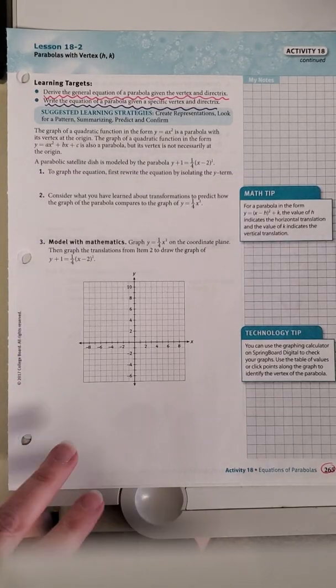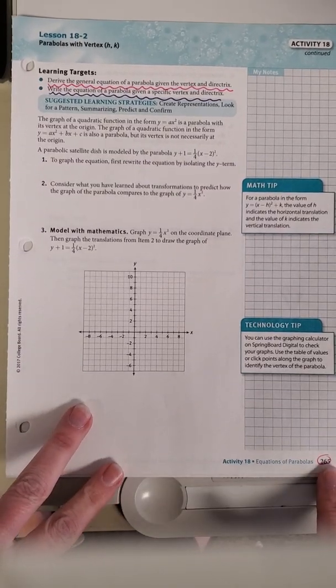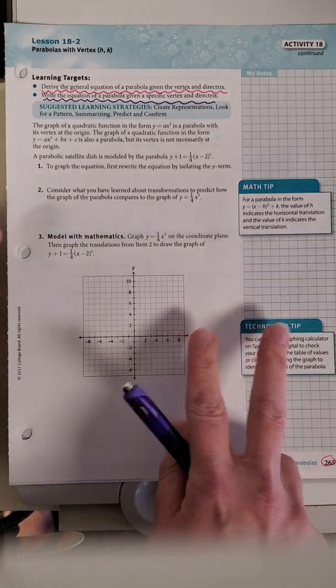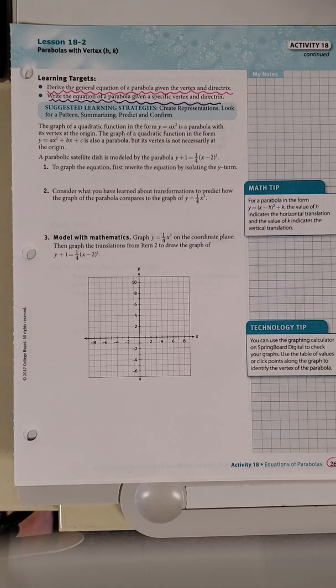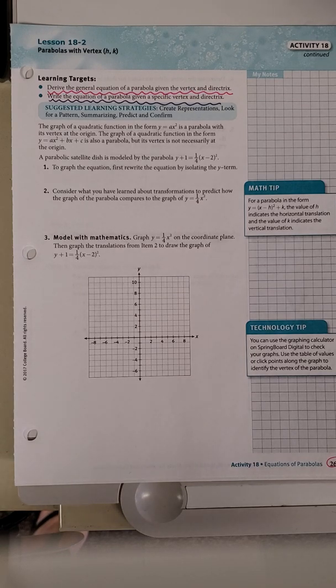All right, welcome to Notes 18-2. We're on page 265, and we have two learning targets. The first learning target is to derive the general equation of a parabola given the vertex and directrix. And learning target 2 is to write the equation of a parabola given a specific vertex and directrix. All right, so let's begin.